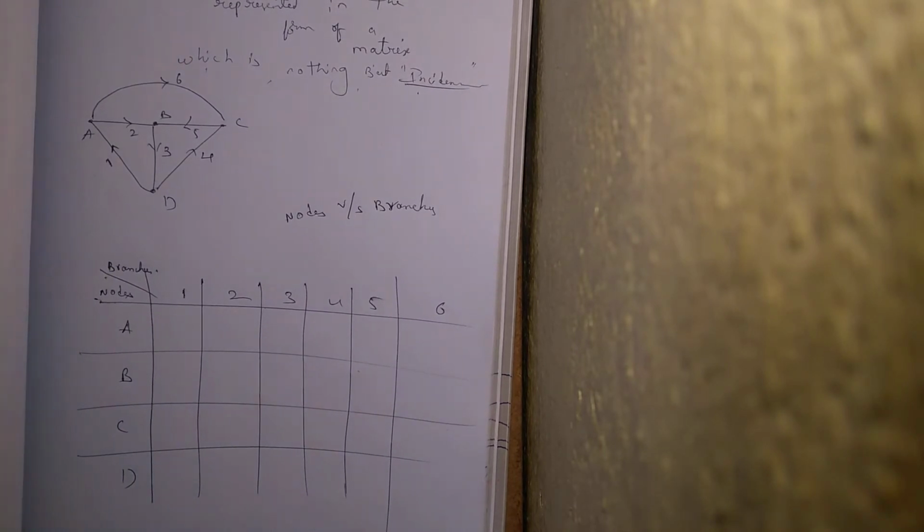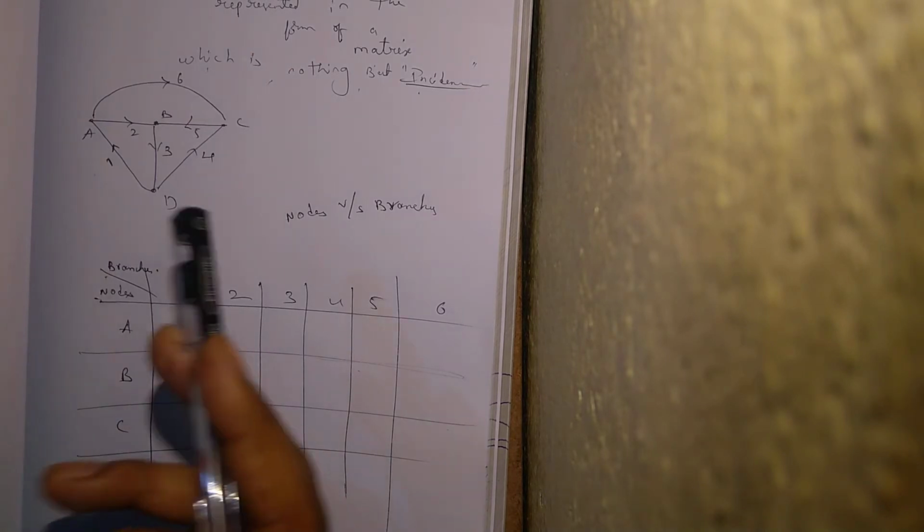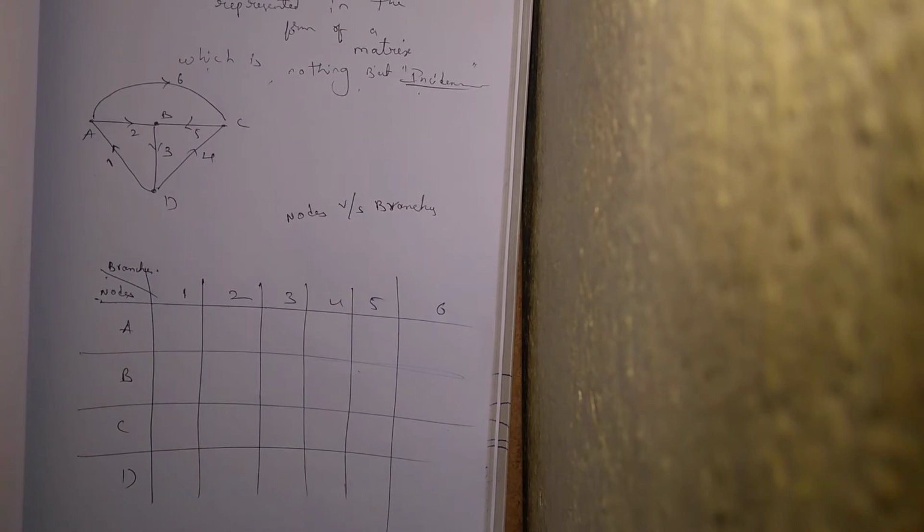So yeah, see, now we need to construct incidence matrix, right? So before constructing an incidence matrix, let us do some small groundwork. Okay, this will help us to reduce the chance of committing a mistake. Okay, so see, let us do some small groundwork.